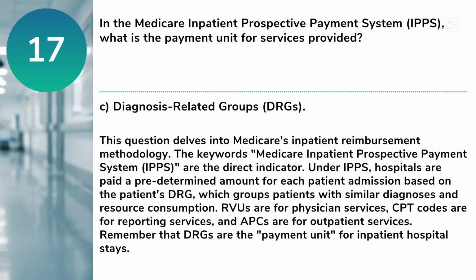This question delves into Medicare's inpatient reimbursement methodology. The keywords Medicare Inpatient Prospective Payment System, IPPS, are the direct indicator. Under IPPS, hospitals are paid a predetermined amount for each patient admission based on the patient's DRG, which groups patients with similar diagnoses and resource consumption. RVUs are for physician services, CPT codes are for reporting services, and APCs are for outpatient services. Remember that DRGs are the payment unit for inpatient hospital stays.